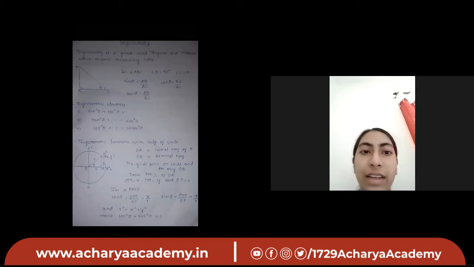And cos theta is adjacent side upon hypotenuse. The adjacent side to theta is BC. So the formula for cos theta is BC upon AC. And tan theta is opposite side upon adjacent side.